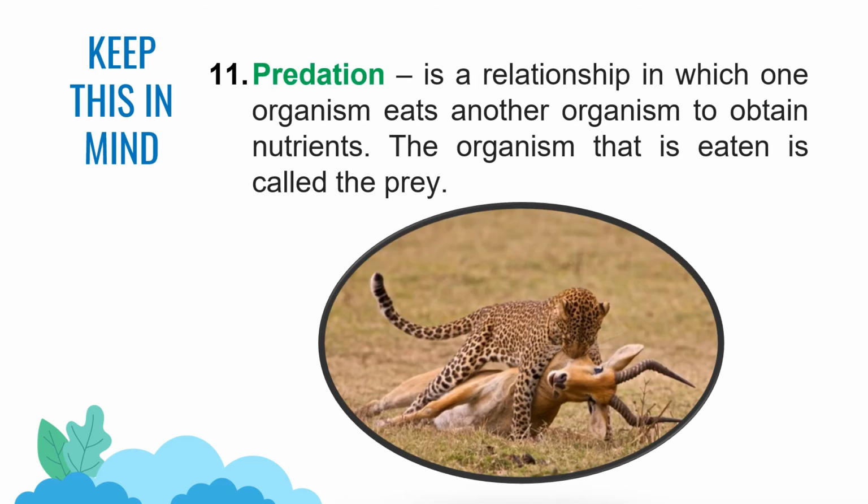11. Predation is a relationship in which one organism eats another organism to obtain nutrients. The organism that is eaten is called the prey. Example is a jaguar, which is the predator, eating the deer, which is the prey.